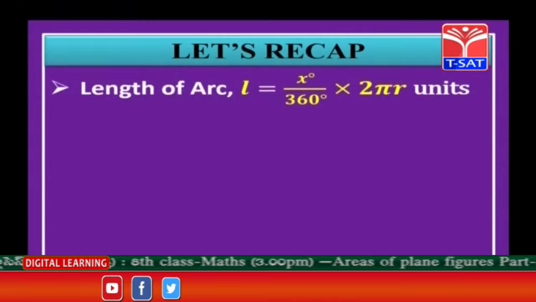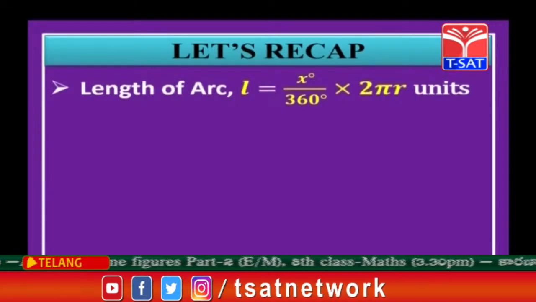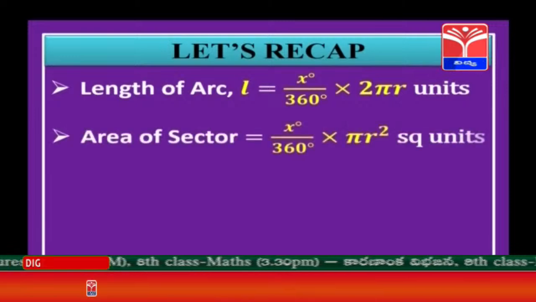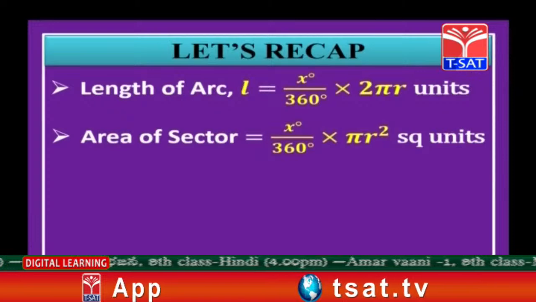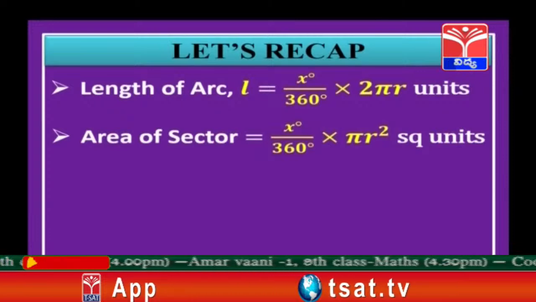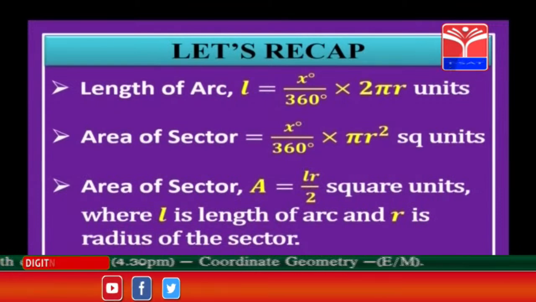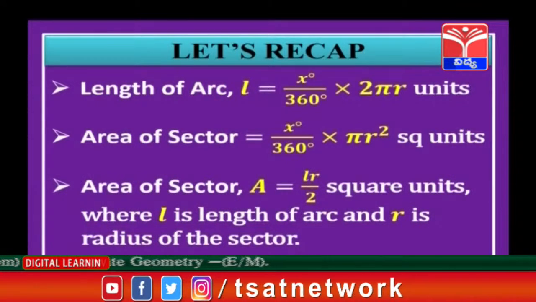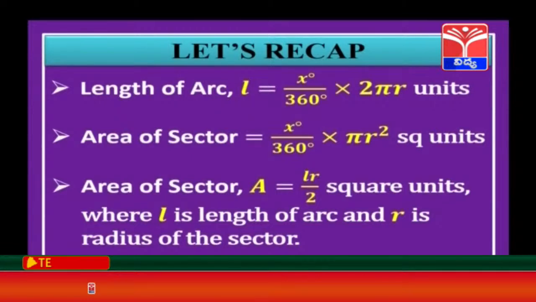Length of arc L is given by x degrees by 360 degrees into 2 pi r units. Area of sector is given by x degrees by 360 degrees into pi r square units. And area of a sector A is equal to LR by 2 square units, where L is length of arc and R is the radius of the sector or circle.